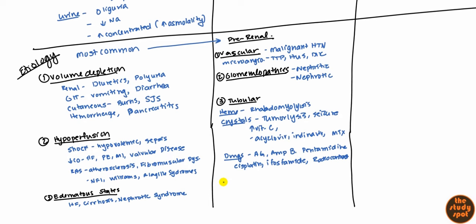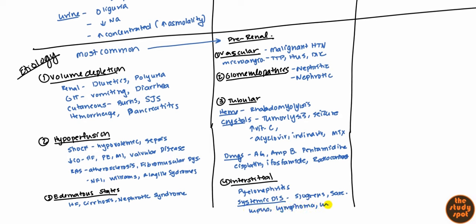And finally, we'll talk about the interstitial causes, the area right around the tubules. This can be pyelonephritis, which is an infection, or some type of systemic disease. These systemic diseases might be Sjögren syndrome, sarcoidosis as well, lupus, and then we also have tumors like lymphomas and leukemia. So those are the other two.